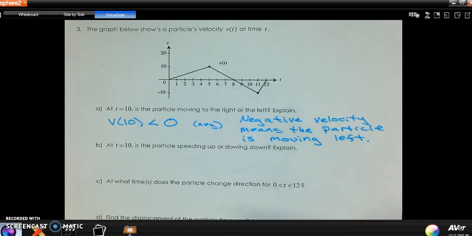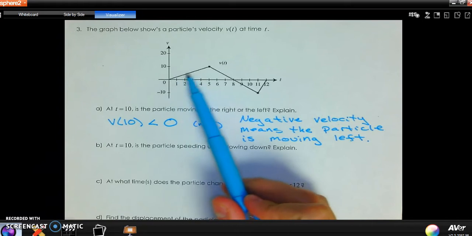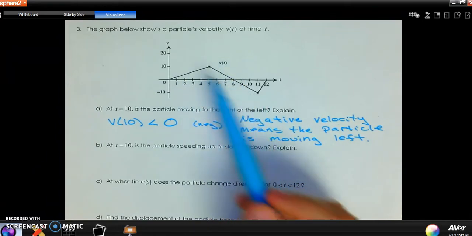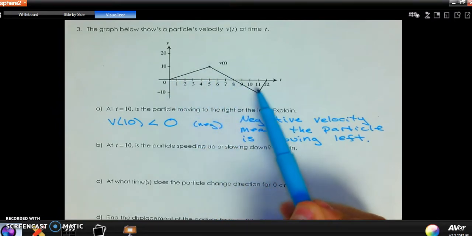So the first homework problem, you were given the equation. The second homework problem, you are given the table. And the third one here, you're given the graph. So it's kind of three different ways they're going to ask you about this motion. So in words, let's talk about what's happening here. You have a positive velocity, and then you have a negative velocity. So you're going to the right, and then you're going to the left.